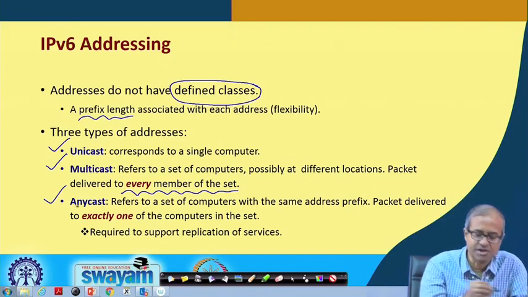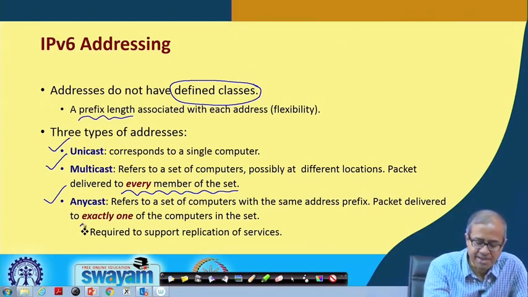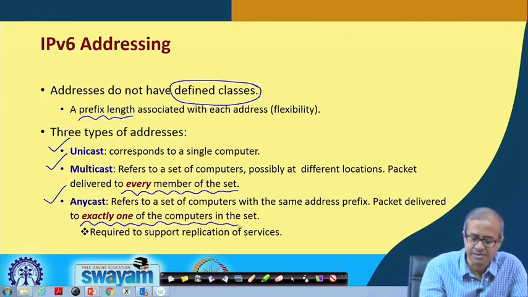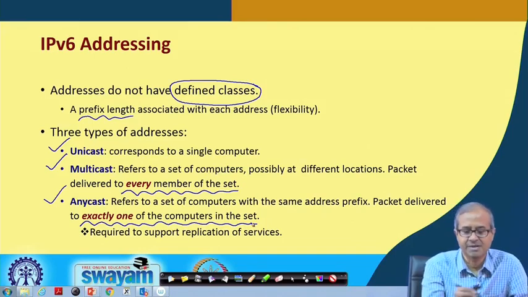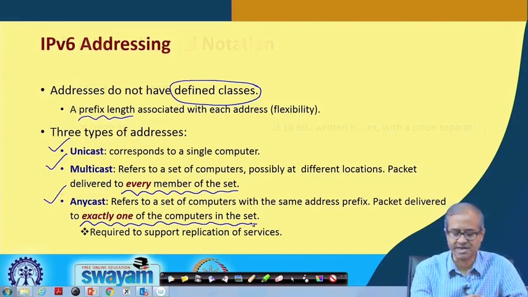Then you have this new address type, anycast, where the packet will be delivered to exactly one of the computers in the set. In multicast it was delivered to everybody, but here it is delivered to exactly one.